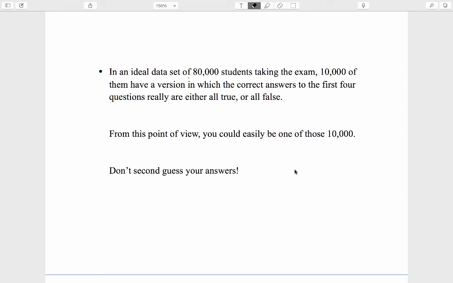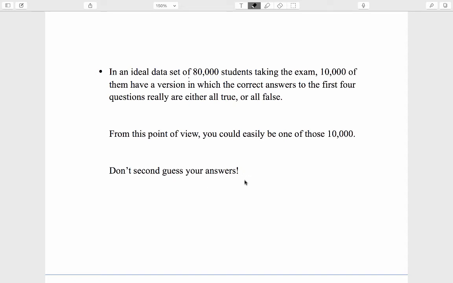Imagine, for example, a school district is administering this exam, and 80,000 students are taking it simultaneously. If all of their exams are randomly constructed, so that every possible sequence of trues and falses is equally likely, then of those 80,000 students, 10,000 of them have a version of the test in which the correct answers to the first 4 questions really are all true or all false. When you think of it as 10,000 whole people out of 80,000, it becomes much more concrete that you could very easily be one of those 10,000.